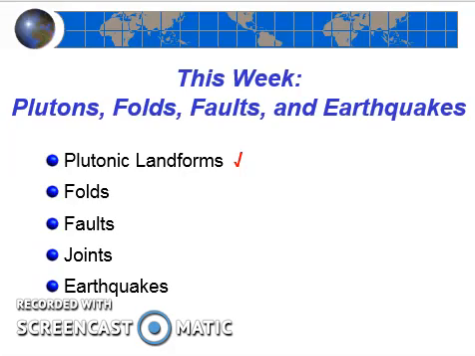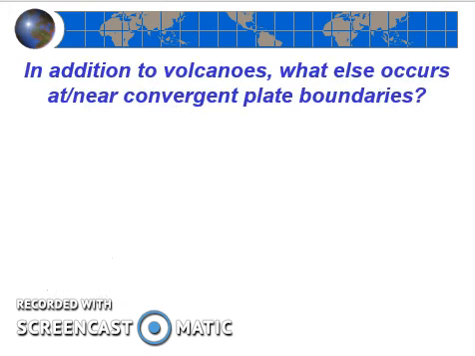Our last video clip dealt with intrusive igneous landforms, or plutonic landforms, like batholiths, laccoliths, dikes, and sills. This video clip is going to deal with folds. Last week we learned that composite cone volcanoes generally form along OC convergent and OO convergent plate boundaries. You should be able to give a couple real-world examples of each of these.